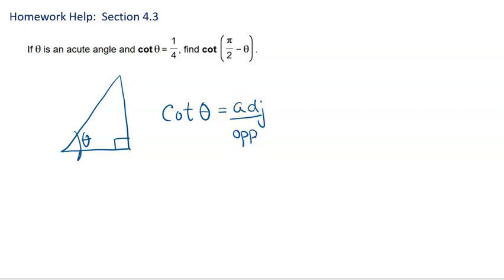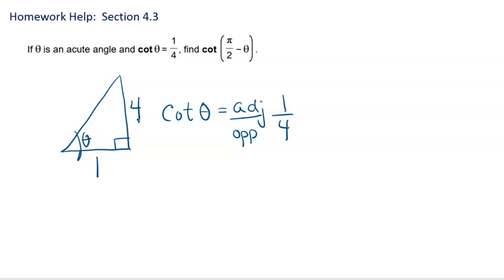Now, how do I remember that? I remember tangent. Tangent of theta is opposite over adjacent. Cotangent is its reciprocal, so that's adjacent over opposite. So if I label this triangle that 1/4, my adjacent side is 1, my opposite side is 4, right?